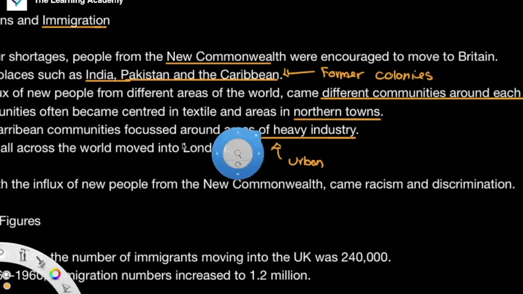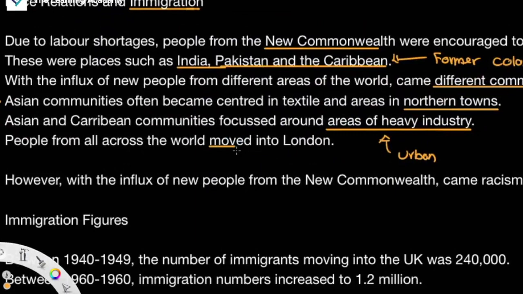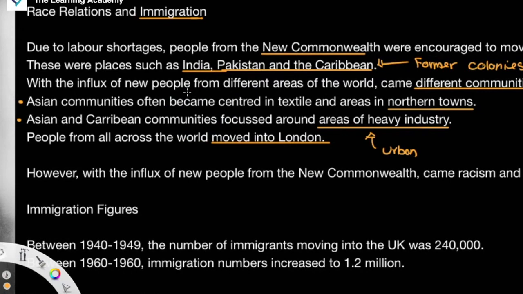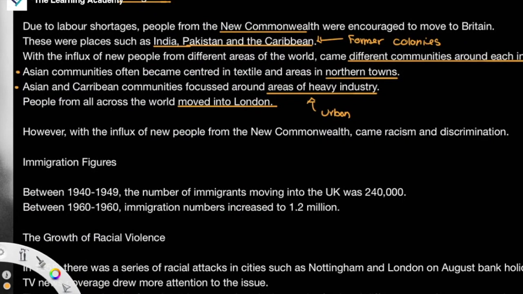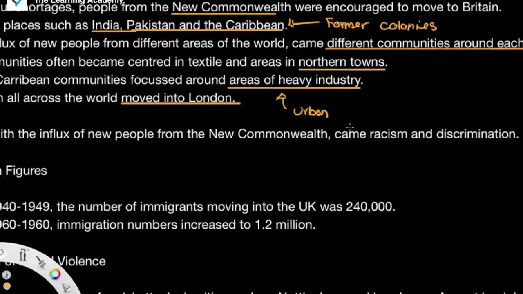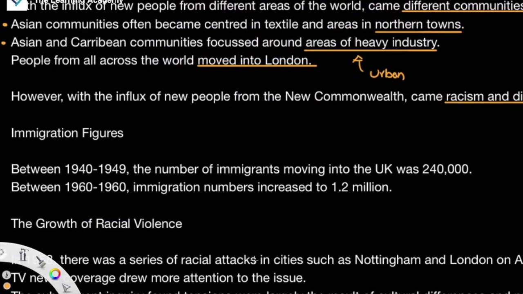And of course London was almost a hub for lots of different cultures and groups of people from all over the world who moved into London. It became a very culturally and ethnically diverse place. And like with any period in society, when there is an influx of new people from a different part of the world, there comes a certain state of racism and discrimination against these people. When it comes to the figures, there was undoubtedly an increase in immigration in this period of time, and the general racism and discrimination can be explained through that increase.